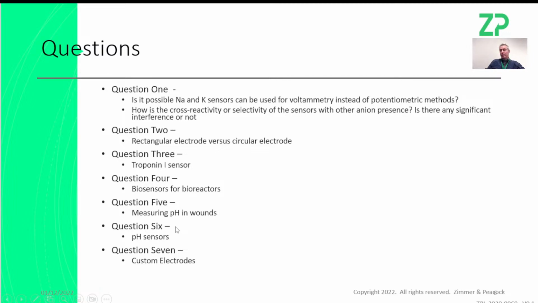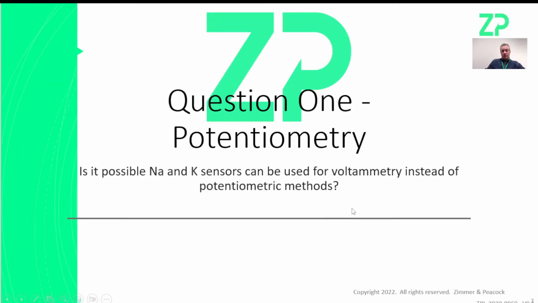I think there's a real, I want to call it almost an arms race, but it's definitely a race. So who's going to be the first one to do this and commercialize this? pH sensors in general. I had some inquiries about connecting to pH sensors, and then some custom electrode inquiries as well. Right, so 7 questions.